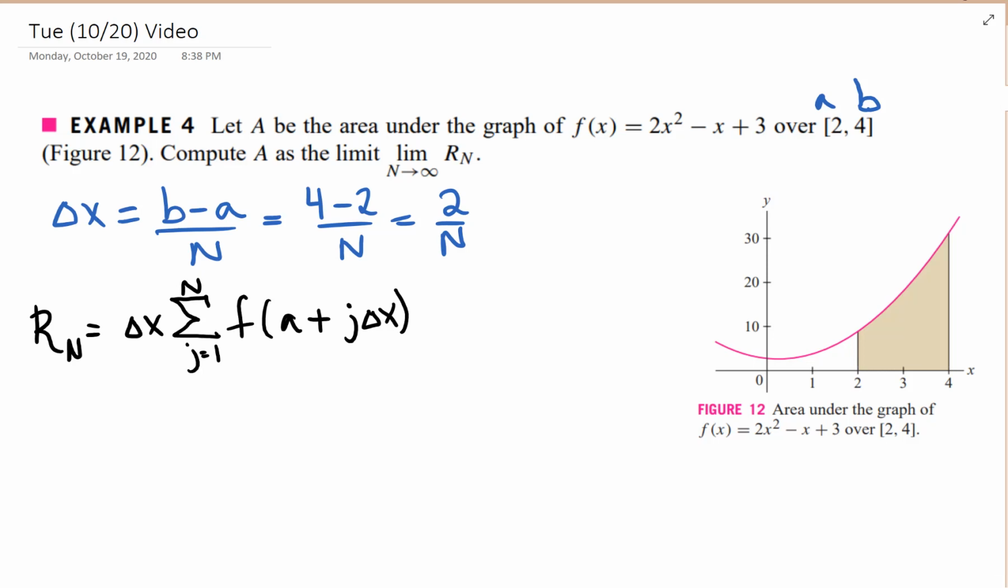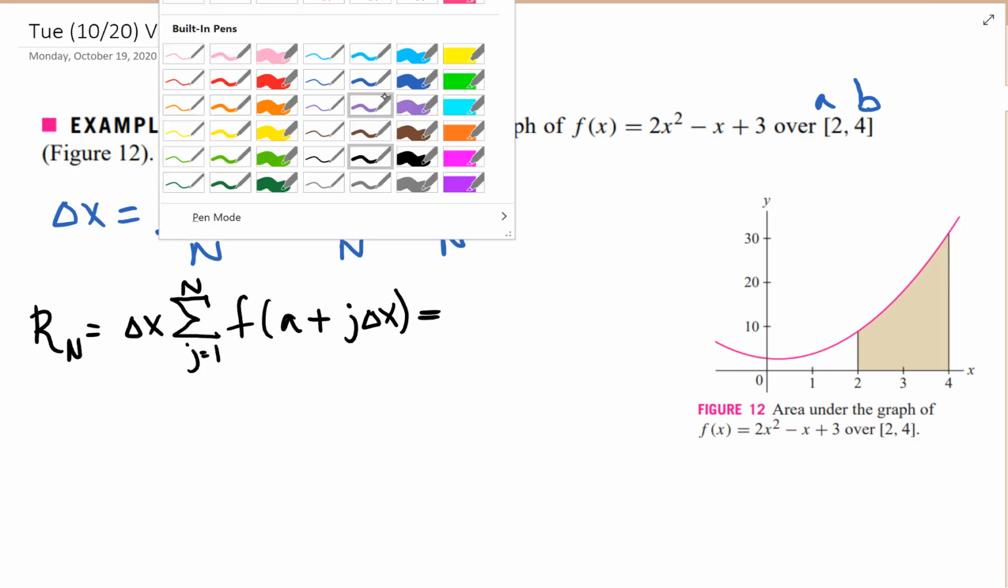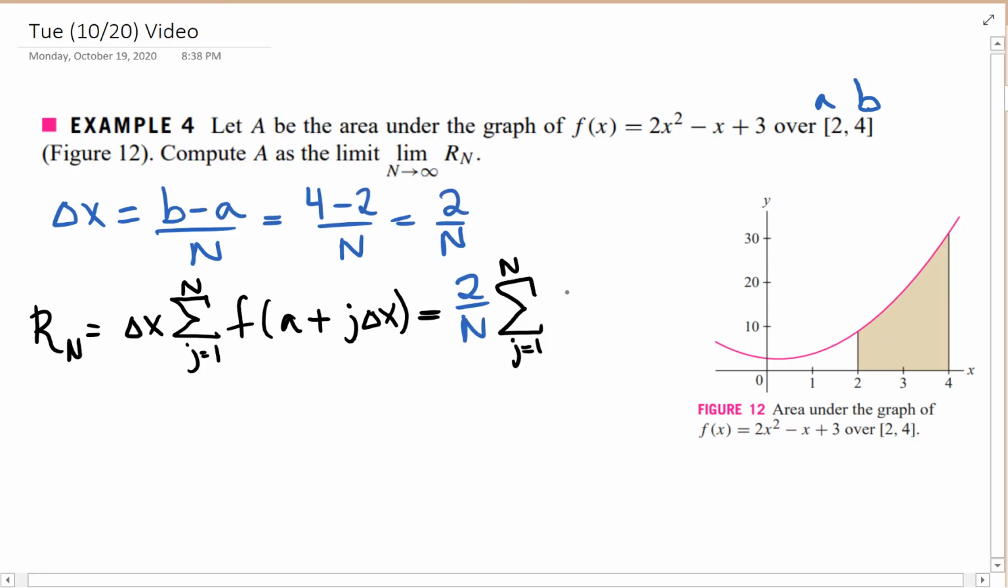Recall that r sub n can be found by taking delta x times the sum from 1 to n of f of a plus j delta x. So in our case, r sub n is delta x, which is 2 over n, times the sum of f of a, in our case, is 2, plus j times 2 over n, j times delta x. So we'll write that as 2j over n. And this is our general term.